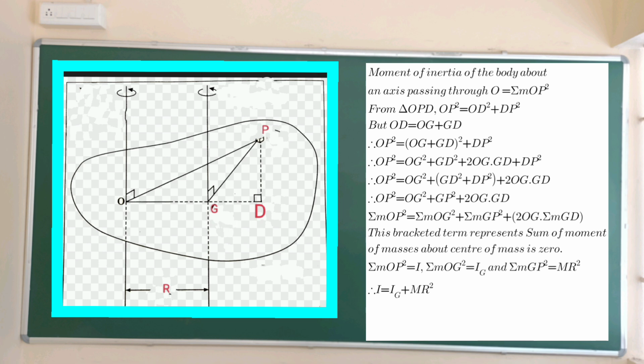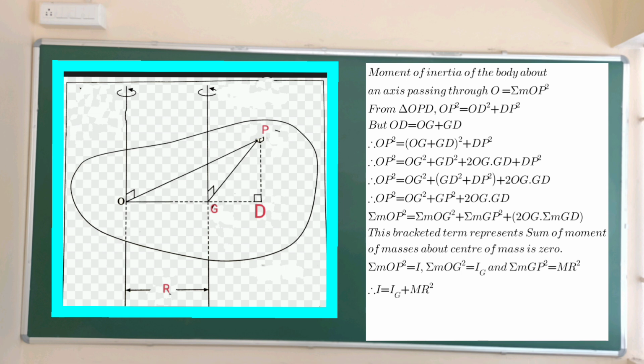Applying the formula a plus b whole square, OP square is equal to OG square plus GD square plus 2 OG into GD plus DP square. Therefore, GD square plus DP square can be written as GP square. Therefore, OP square is equal to OG square plus GP square plus 2 OG into GD.